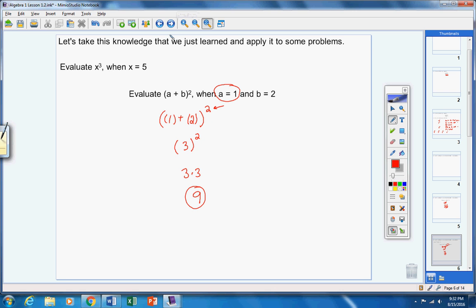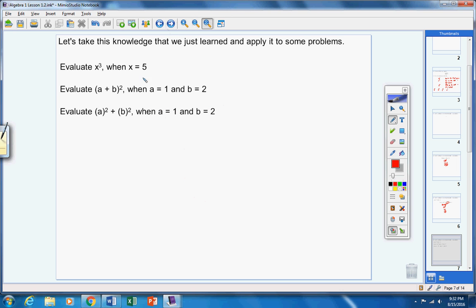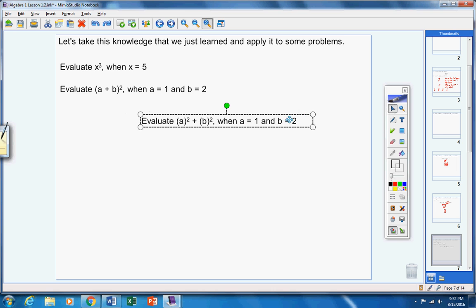Now, the next problem is very similar. Notice here we have a plus b to the second power. Like this. But now we're going to work on a problem like this. That's a little different, okay? So here we go. I'll be very careful here.